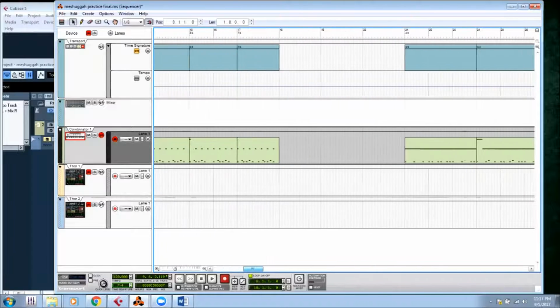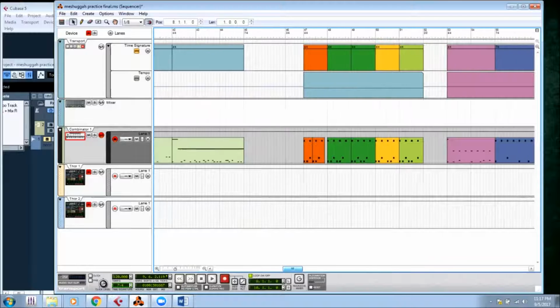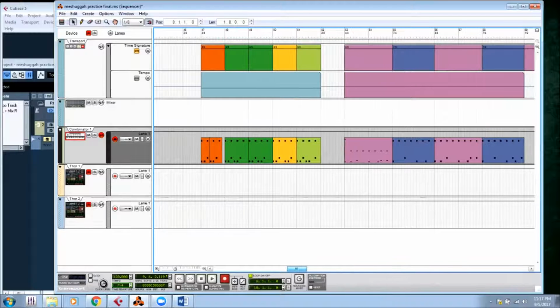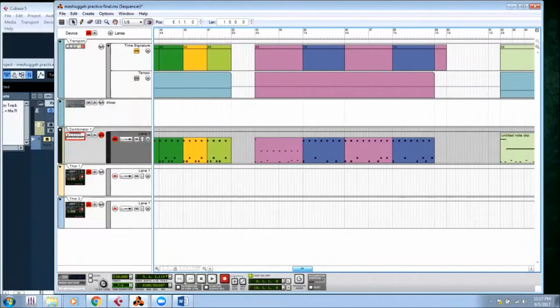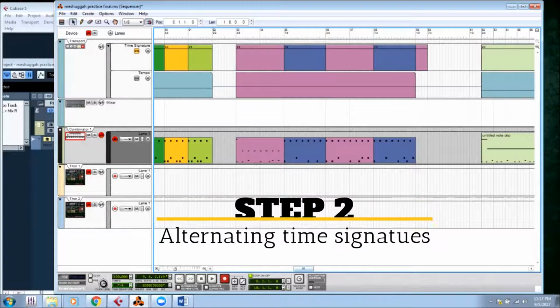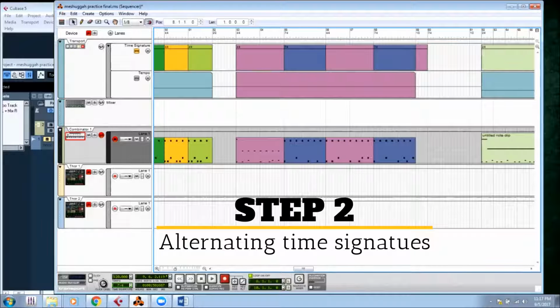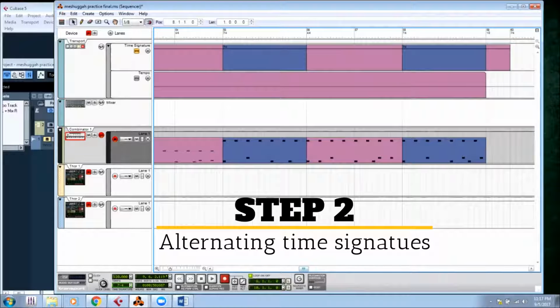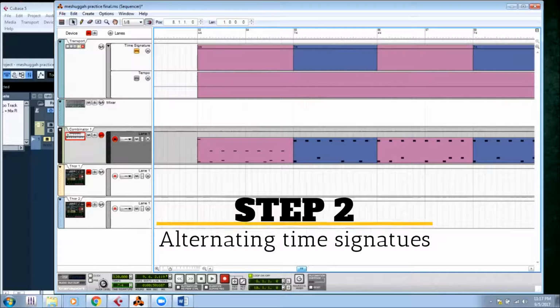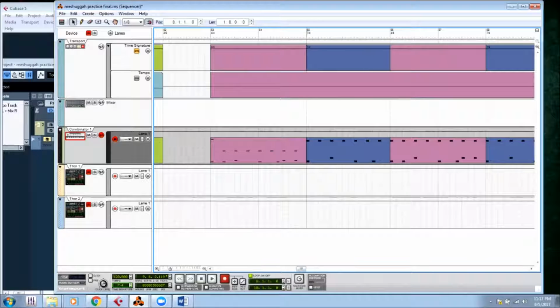For most people, I'm sure that's old news. The next step is to start writing riffs that have an alternating time signature, so bouncing back and forth between two time signatures. Here I've got something mapped out where I've got a riff in 4/4 and then a riff in 7/4 right next to each other, bouncing back and forth.